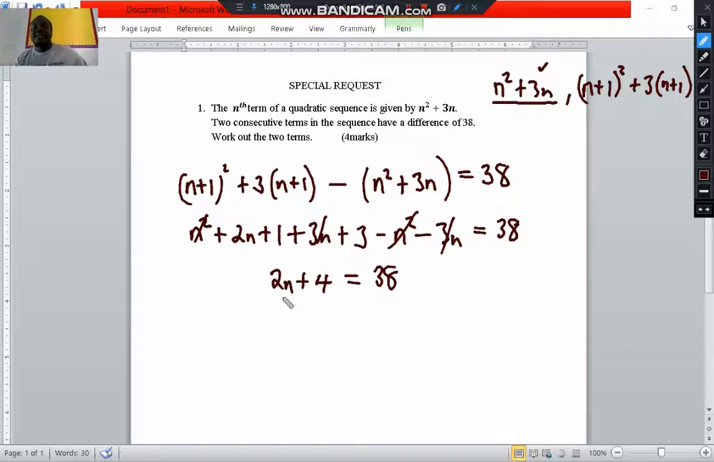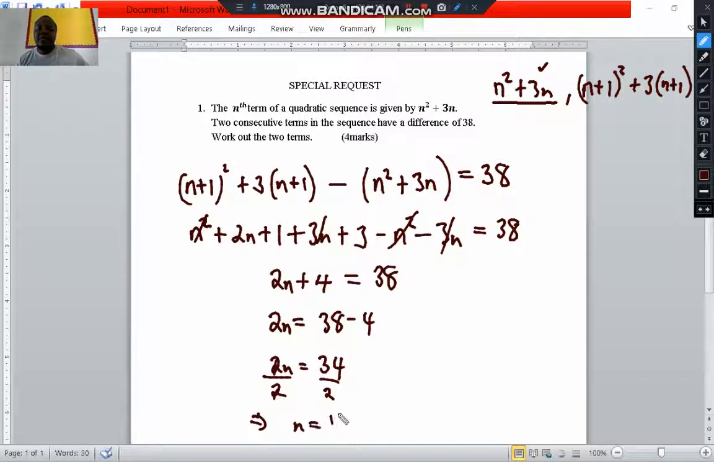The idea is to find the first position of that term. Solving for n, 2n equals 38 take away 4, which gives us 2n equals 34. We divide by 2 on both sides, implying that n is equal to 17. So the first term in this question would be on position number 17, and increasing this 17 by 1, the other term would be n equals 18. That's the position.